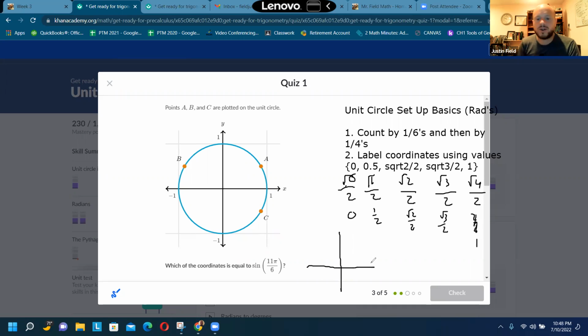Watch me draw my unit circle so fast. Okay, so I have 1/6, 2/6, 3/6, 4/6, 5/6, 6/6, 7/6, 8/6, 9/6, 10/6, 11/6, and 12/6. And of course, you can reduce those and put a pi on them.